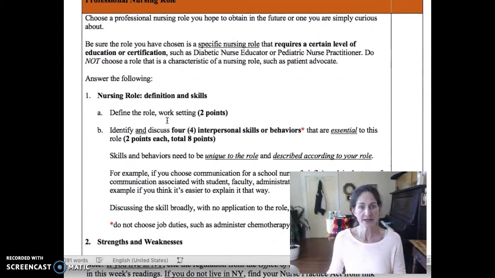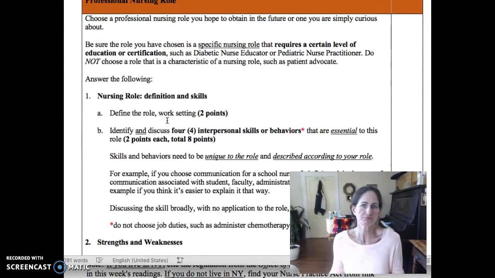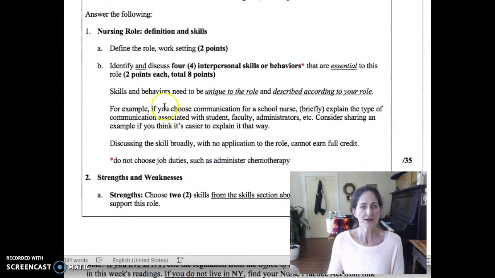Professional nursing role. You're going to choose a role. Could be something you want to do. It could just be something you're interested in. So, like I said earlier, or maybe I didn't say it earlier. Anyway, there are 4 different headings in this section, okay?